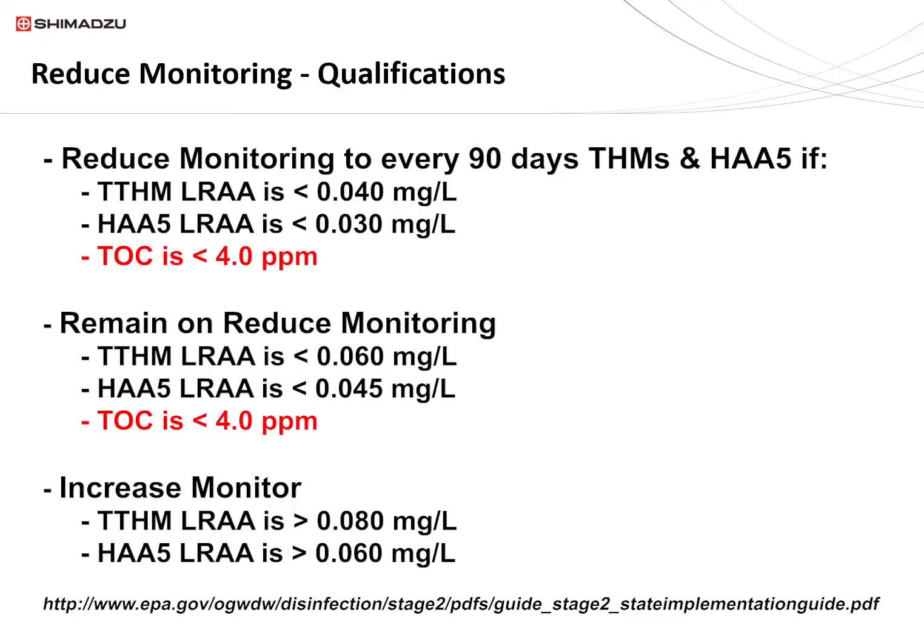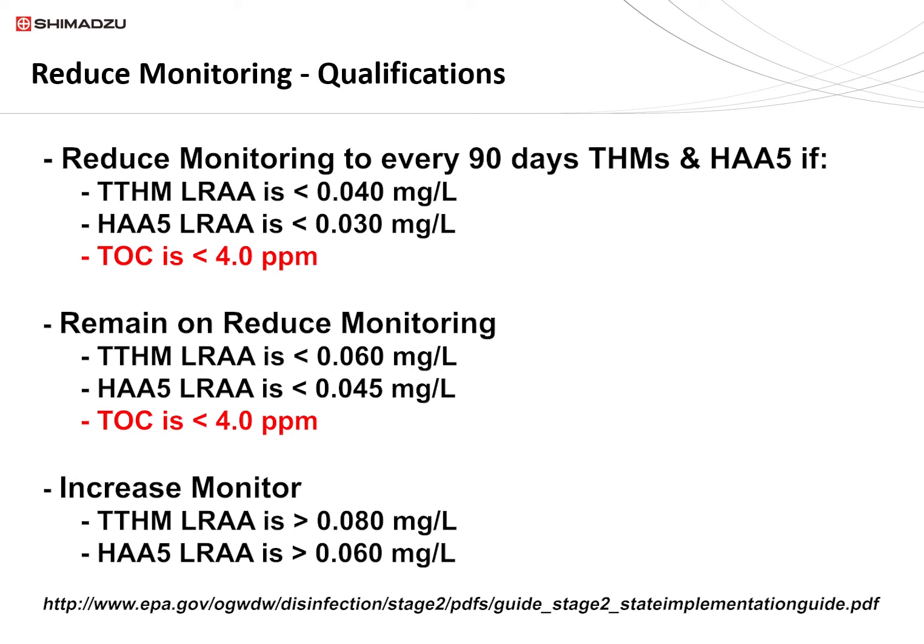Qualifications for reduced monitoring: THMs and HAA5s can be on reduced monitoring if 3 criteria are met at each location. THMs is less than 0.040 ppm, HAA5s is less than 0.030 ppm, and TOC is less than 4 ppm at each location. Then monitoring can occur every 90 days.